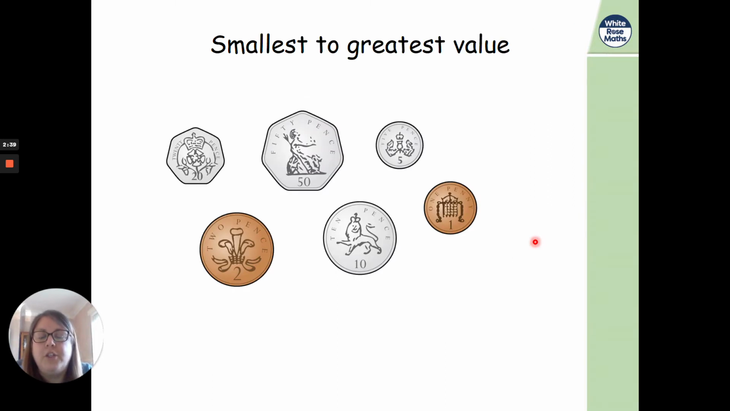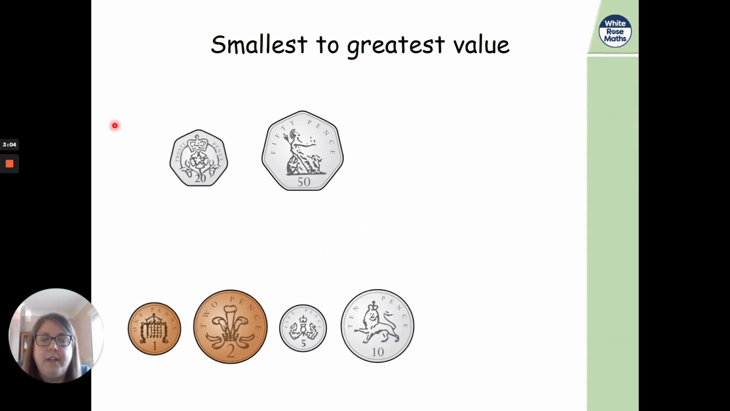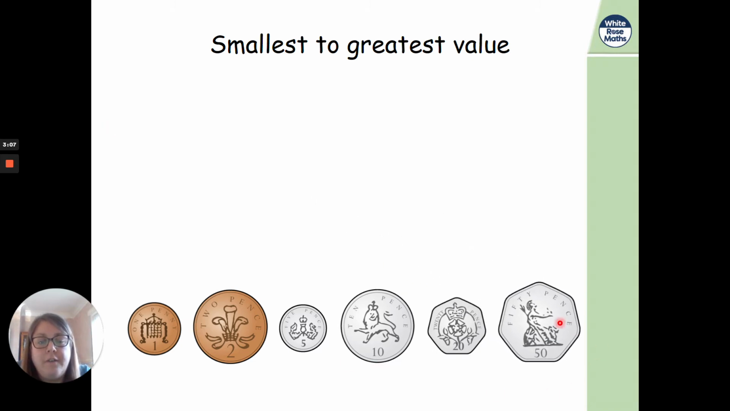So what I want you to do is sort these coins into the smallest to the greatest value. So what's the smallest value and what's the biggest value? So have a little think, pause the video if you need to. What is the smallest value? So our smallest value is 1, then it goes 2, then 5, then 10, then 20 and then 50. Because we know 50 is greater than 1 or 20 is bigger than 5, don't we? Okay, it doesn't go in the size order, it goes in the value of how much it is. It's the smallest to greatest value.